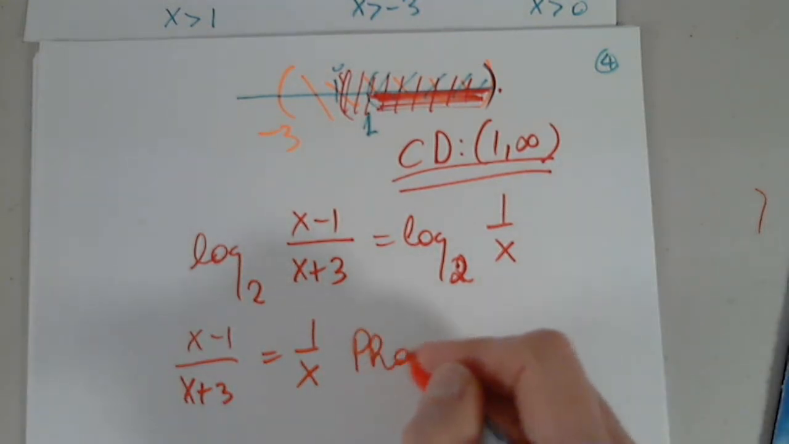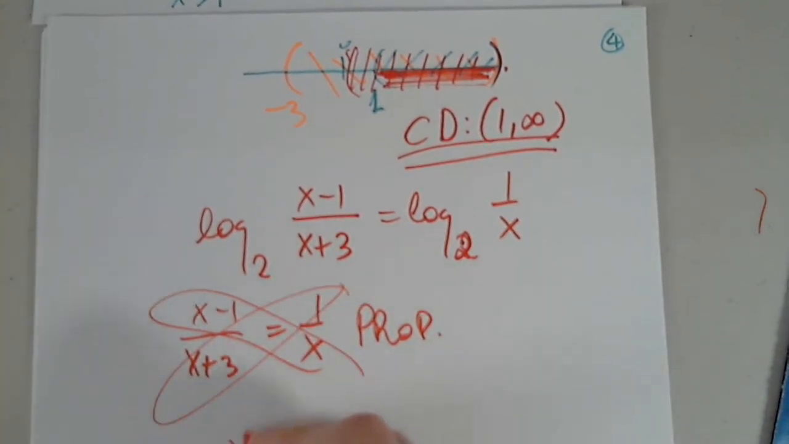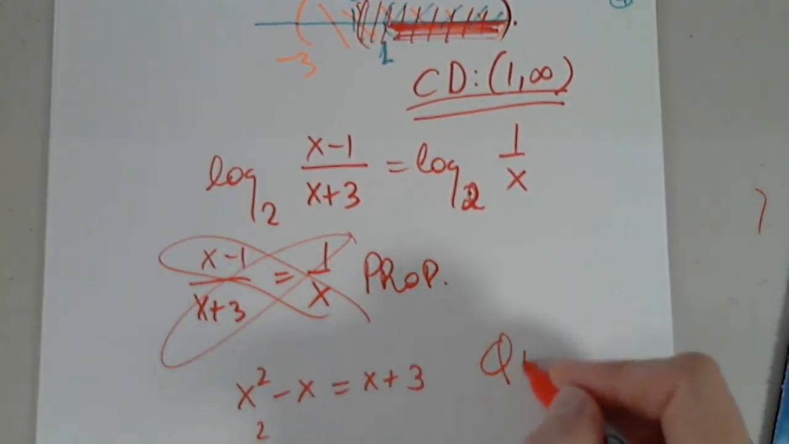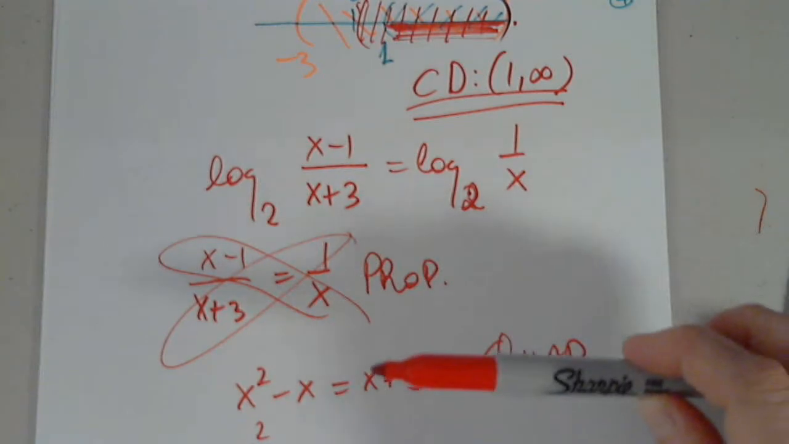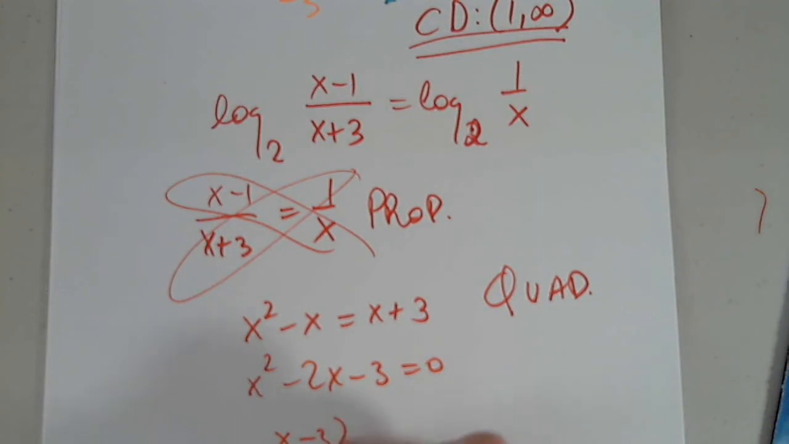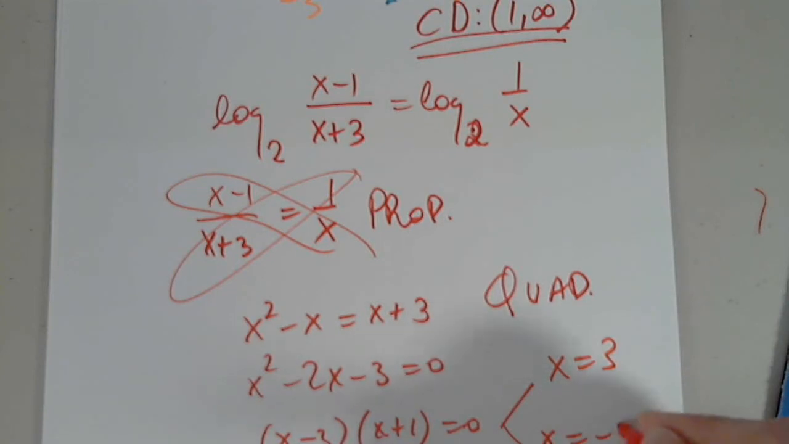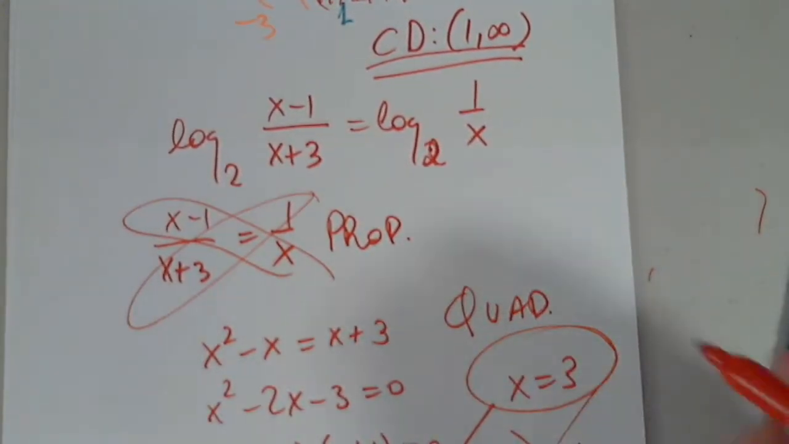Well, this is a proportion. In a proportion, we cross multiply. So we have x squared minus x equals x plus 3. Or x squared, I move everything to one side because this is quadratic now. See what happens from a log to a proportion, to a rational equation, to a quadratic equation. So minus 2x and minus 3 equals 0, x minus 3 and x plus 1. And we get two options, 3 and -1. I don't need to go back and check. I know that this does not fit here. I don't have to go back. This is the only solution.